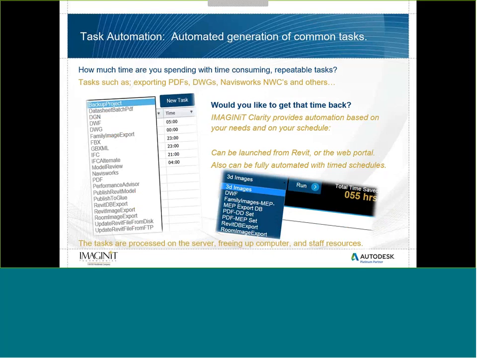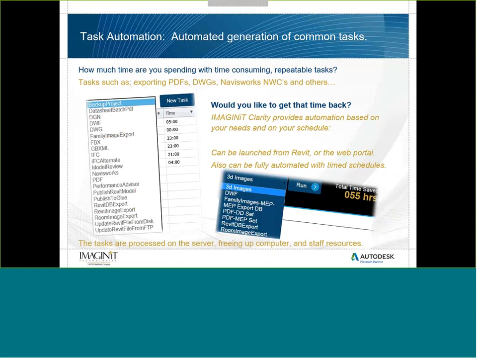One of the biggest things Clarity does that helps Clarity pay for itself is automating common tasks. Just think to yourself, how much time are you spending exporting things from Revit, PDFs, Navisworks files, DWGs? How much time are you spending posting files to a shared location like an FTP site or a sync drive like Google or Dropbox or tools like Newforma? How much time are you spending doing these repeatable, time-consuming tasks? Well, with Clarity, you can automate those.